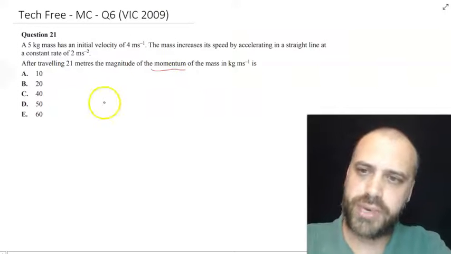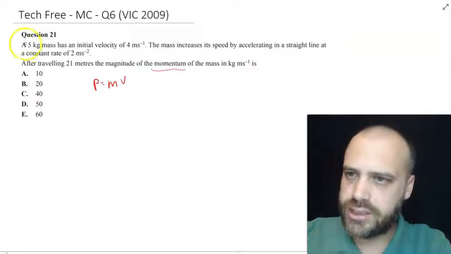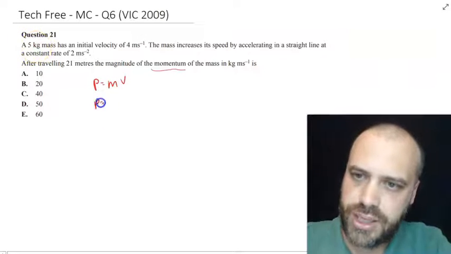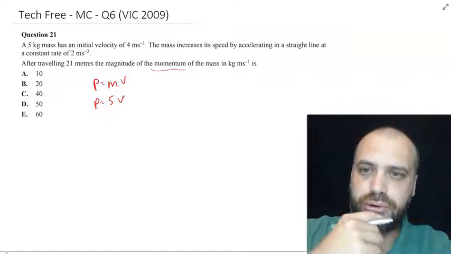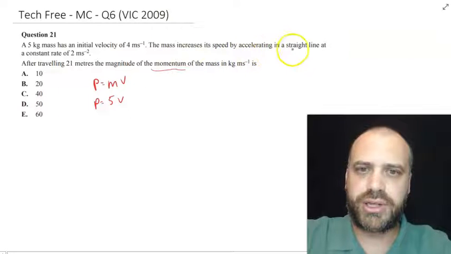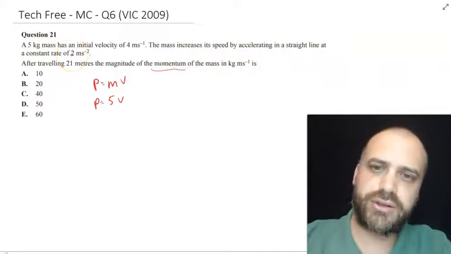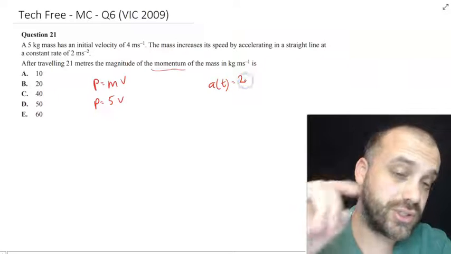Alright, I can see they're looking for momentum, right? So I know momentum, P equals mass times V. Now I can see I've got a mass of 5, so P equals 5 times the velocity. If I knew the velocity, that would be great. Now it says the mass increases its speed by accelerating in a straight line at a constant rate. Alright, so acceleration with respect to time is equal to that constant rate.